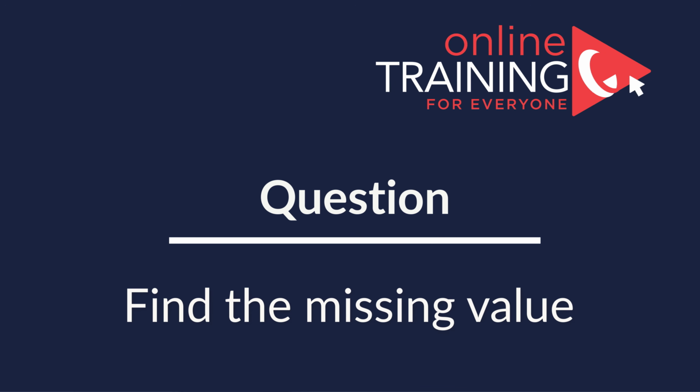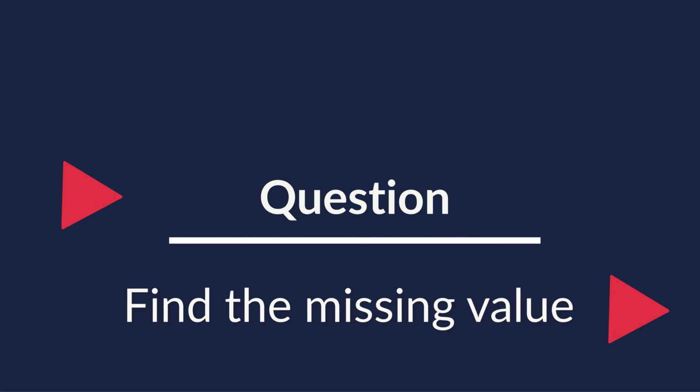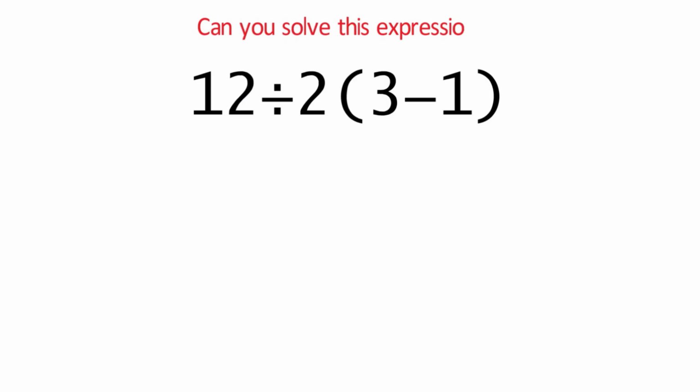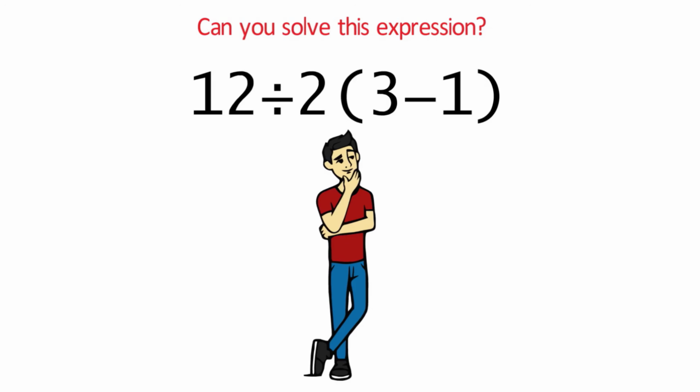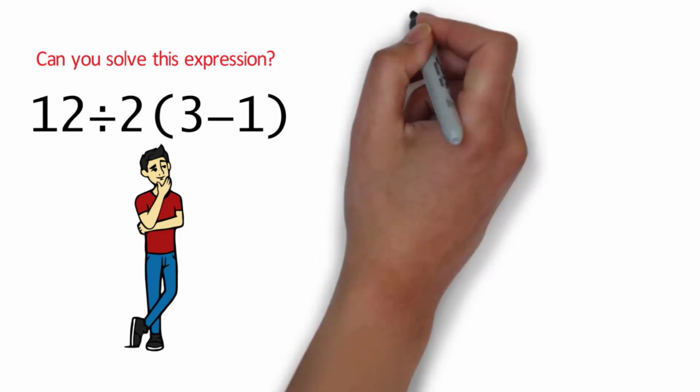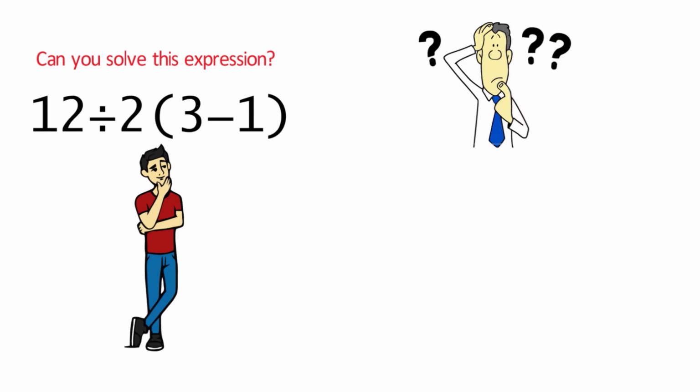Here's an interesting question, which is easy to understand, but at the same time you will have a lot of fun solving it. You need to calculate the simple expression 12 divided by 2 and then multiplied by the value in parentheses, which is 3 minus 1. Take a close look and see if you can come up with the answer.